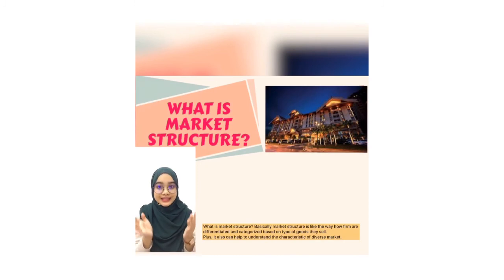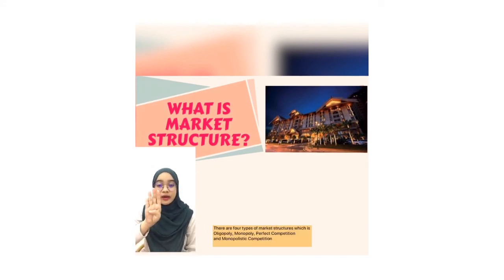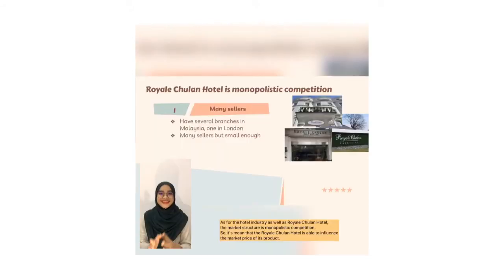What is market structure? Basically, market structure is the way firms are differentiated and categorized based on the type of goods they sell. Plus, it can also help to understand the characteristics of diverse markets. There are four types of market structure, which are oligopoly, monopoly, perfect competition, and monopolistic competition. As for the hotel industry as well as Royal Chulan Hotel, the market structure is monopolistic competition.